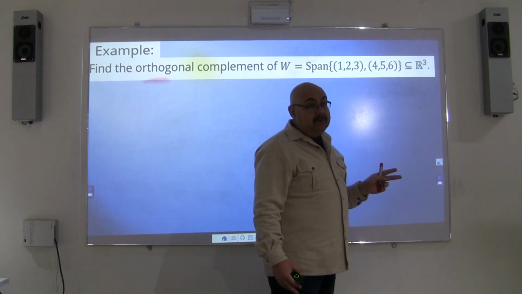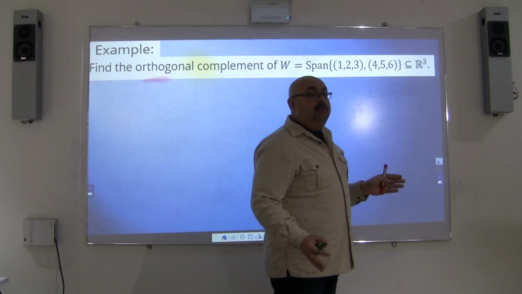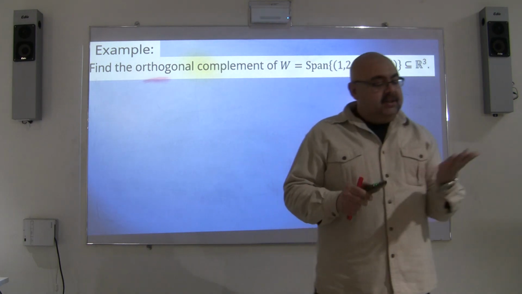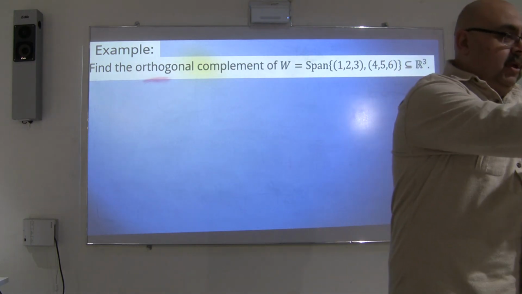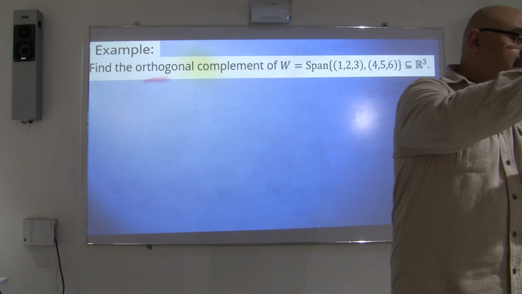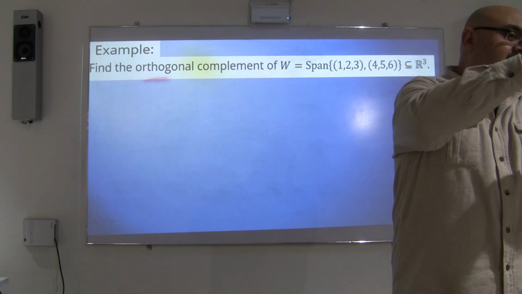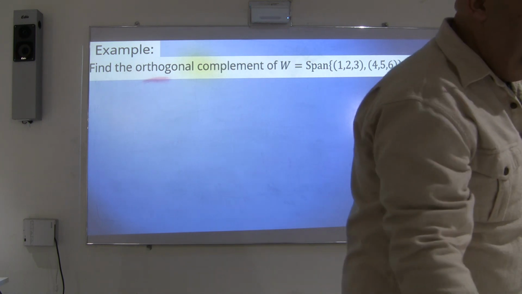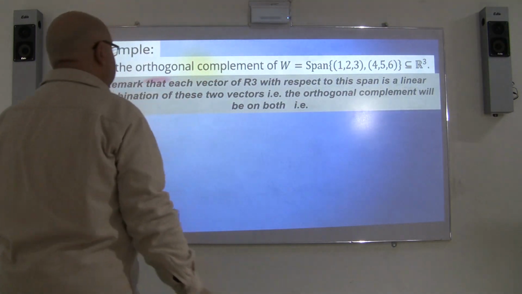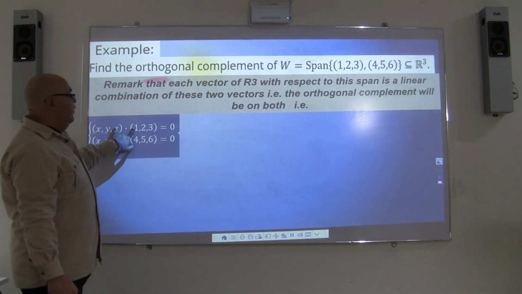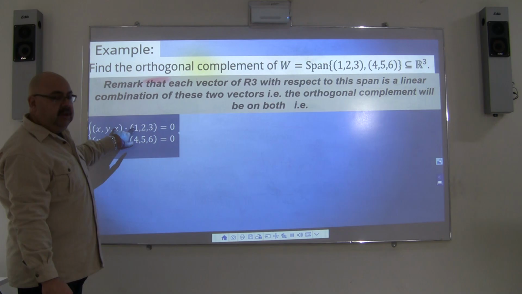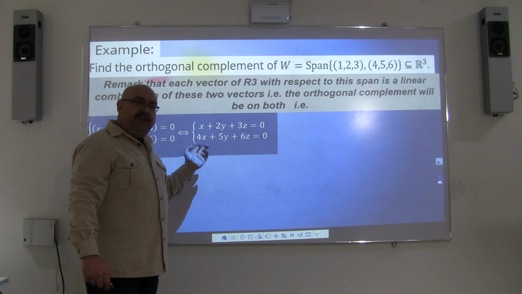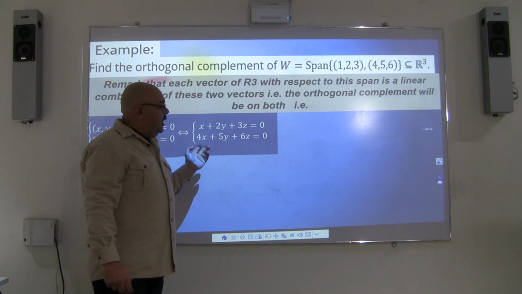It is difficult to put them all equal to 0, because our understanding is that these 2 vectors are in W, and that's the orthogonal complement. So its relation with this vector is perpendicular, and its relation with that vector is also perpendicular. I'm using this relation to build up my system of equations. So once more: X, Y, Z times 1, 2, 3 and X, Y, Z times 4, 5, 6. It will lead you to these 2 equations and 3 unknowns. It's a homogeneous system.